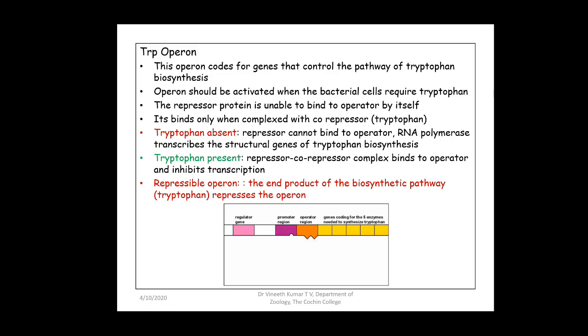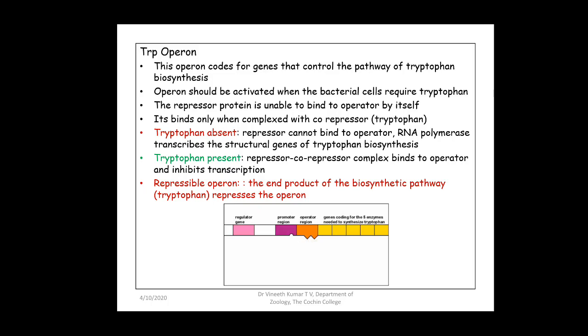The operon is activated whenever tryptophan is required by the cell, so that is obvious. This operon should be switched on, because tryptophan is an amino acid, and in many proteins tryptophan will be required by the bacterial cell. Whenever tryptophan is required, this pathway should be switched on. That means the repressor protein should be inactive when the bacterial cells require tryptophan.